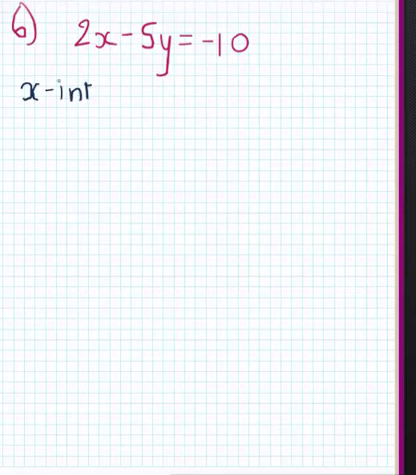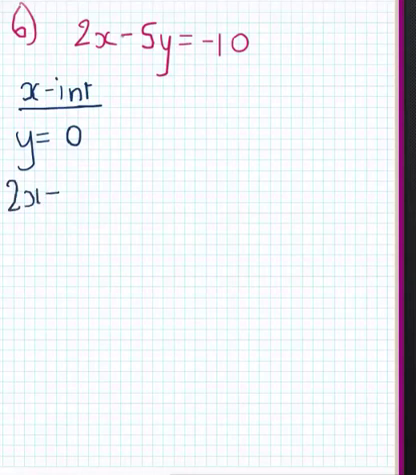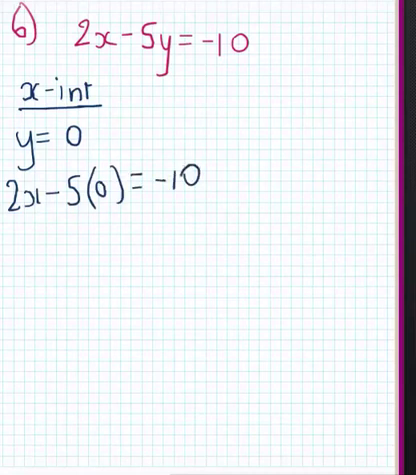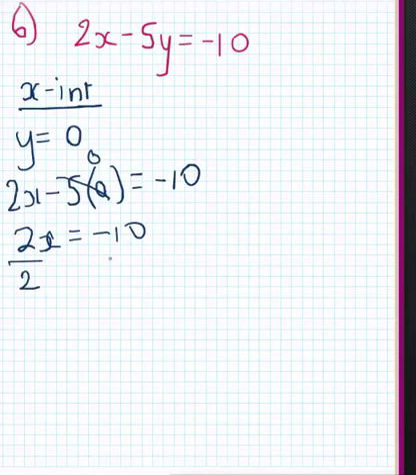Okay. To do this one, I have to make sure I say when y equals 0. So when y equals 0, I'll sub it into my equation. I'll have 2x take away, obviously negative 5 times 0 is going to be 0, equals negative 10. So I'm left with 2x equals negative 10, divided by 2, and x equals negative 10 divided by 2, that's negative 5. And I have found my x-intercept.